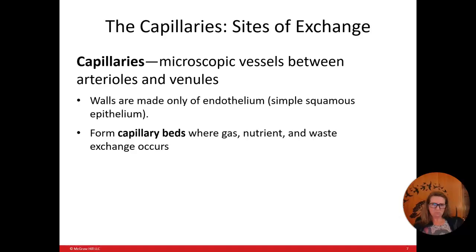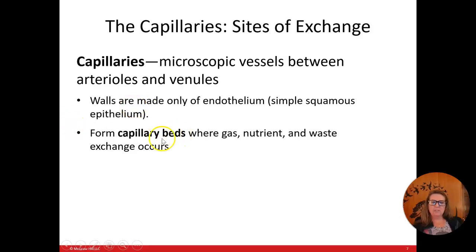So the arterioles are going to divide up into the capillaries. They are very, very thin-walled. The walls are made up only of epithelial tissue. They don't have smooth muscle and all the other features that our arteries, arterioles, veins, and venules have. Capillaries also have valves in them to ensure that the blood continues to go one way.